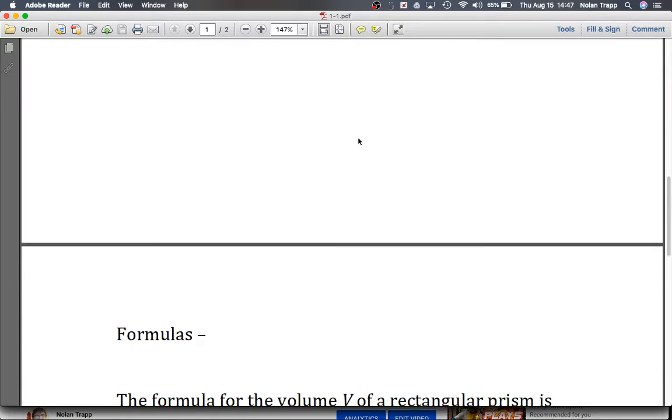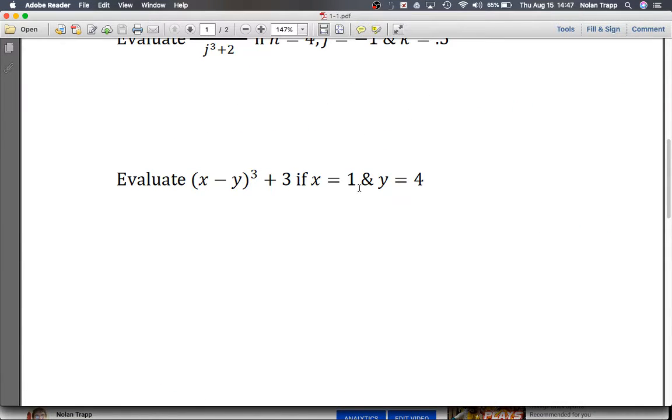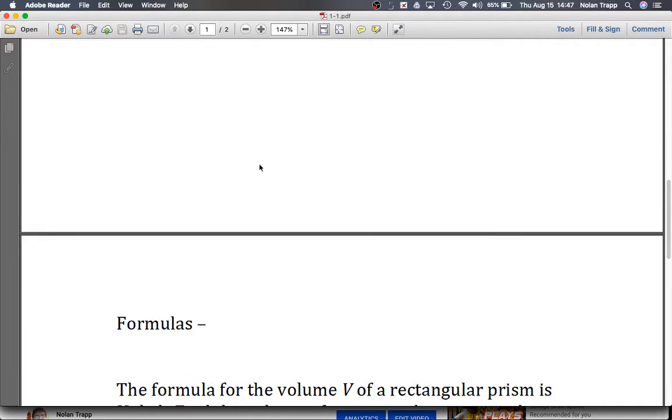Okay, I could go over this, but this one's once again pretty simple. Plug the 1 in, plug the 4. We do what's inside, so 1 minus 4 is -3. Take -3 to the third power, add 3, and you have an answer.